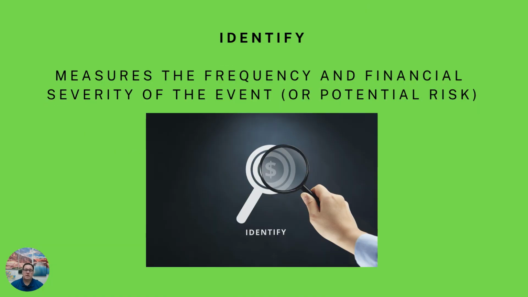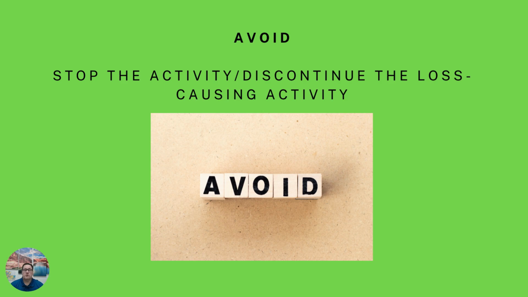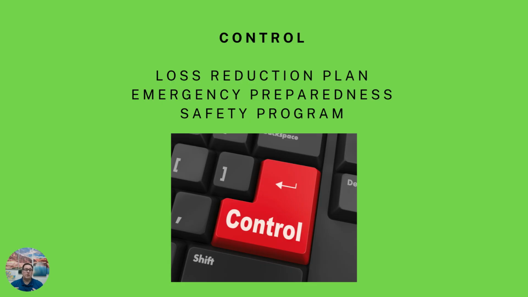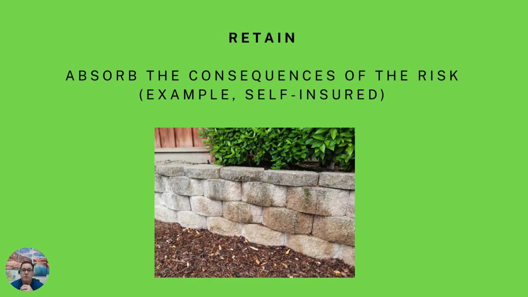When you identify risk, that measures the frequency and the financial severity of an event or a potential risk. To avoid risk, you're going to stop the activity or discontinue the last continuing activity. The term control means to have a plan in place, such as an emergency preparedness plan, a maintenance troubleshooting plan, a safety program, etc. When you retain risk, you're absorbing the consequences. An example of that would be to self-insure instead of getting insurance coverage.